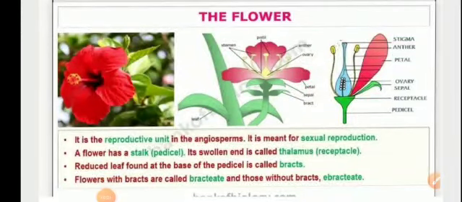In this module, we will begin with a new chapter, Unit 2, Chapter 5, Morphology in Flowering Plants. Firstly, we'll be talking about the flower.